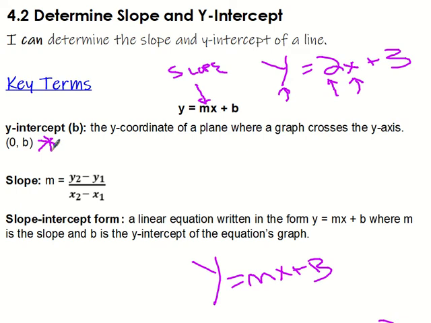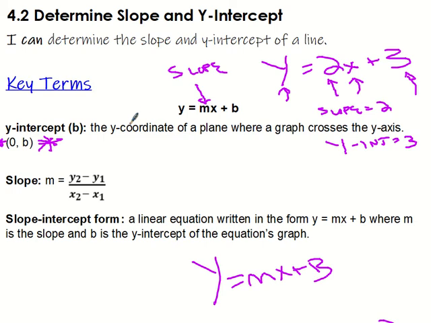So let's put a star next to the b part right here. The b is the y-intercept. So this particular equation right here has a slope of 2 and has a y-intercept of 3, because this is the number afterwards.